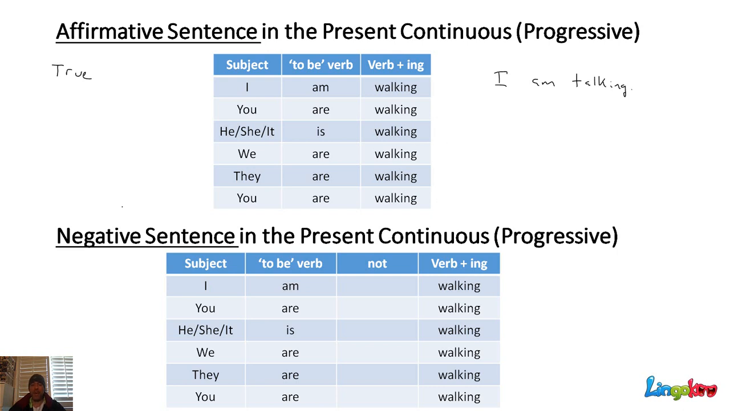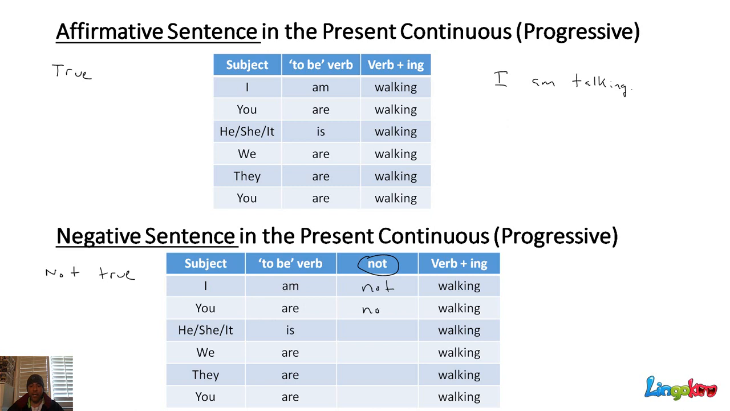Okay? To make the negative sentence, so if you want to write it so it's not true, then what we have to do is we have to put the word not after the to be verb. So we're going to say, I am not walking. Okay, so negative means not true.